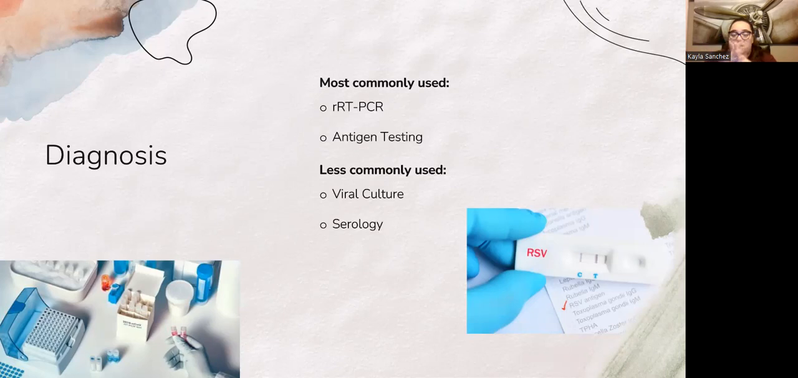The RT-PCR is more recommended because of its sensitivity for older children and older adults. The less commonly used methods of diagnosing, there's the viral culture and serology. The serology is used only for research and surveillance studies and things of that sort.